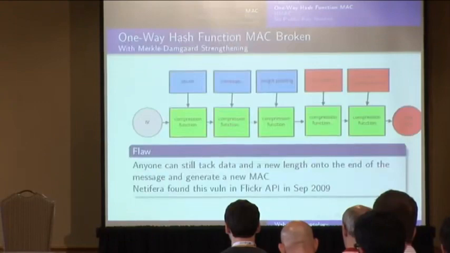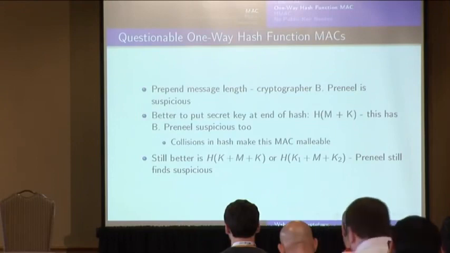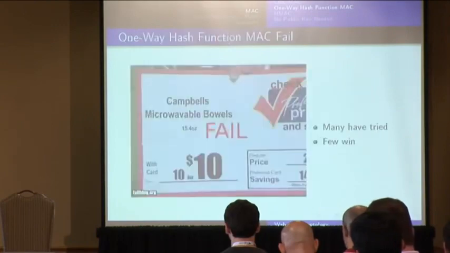So a bunch of people have tried various other iterations to try and address these. It feels like we're kind of going down a rabbit hole here. Some people prepend the message length. Bart Preneel is pretty suspicious of that. You can put the secret key at the end of the hash, but collisions in the hash make the MAC malleable, and we don't like that. You could put the key in front and back, or you could put two different keys, one in front, one in back. These all kind of make everyone uncomfortable. So many have tried. A few have won.